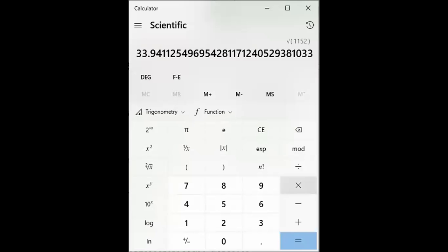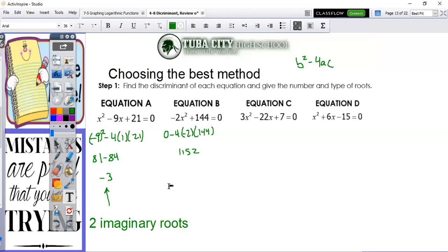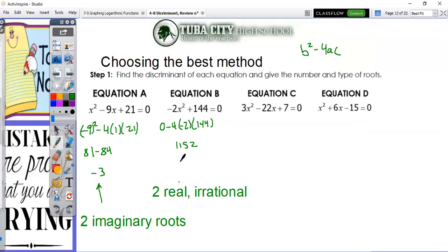So that means that we do not have rational roots, which means they are going to be 2 real irrational roots. So in this case, this would probably be a good candidate for quadratic formula.